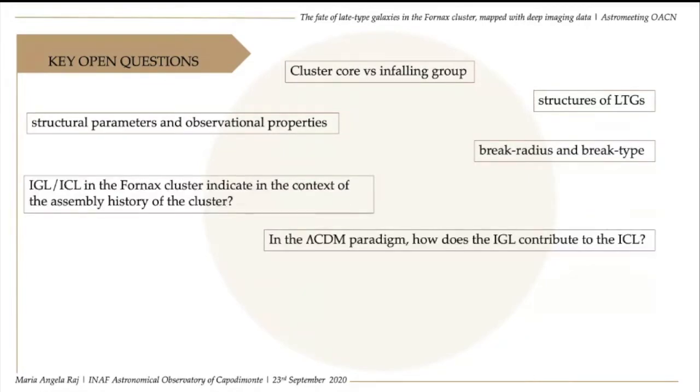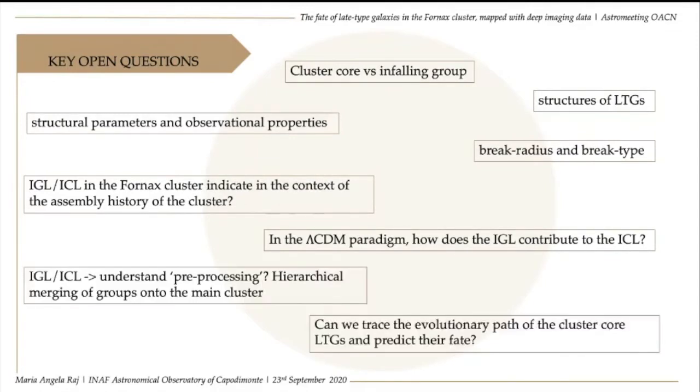What does the ICL or IGL have to indicate in the context of the assembly history of the cluster itself? In the Lambda CDM paradigm, how does the IGL contribute to the ICL? And how is this helping us understand pre-processing and the hierarchical merging of groups onto the main cluster? With all of this information, can we trace the evolutionary path of the cluster core late-type galaxies and predict their fate? So we'll answer all of these questions in the discussion part of today's talk.